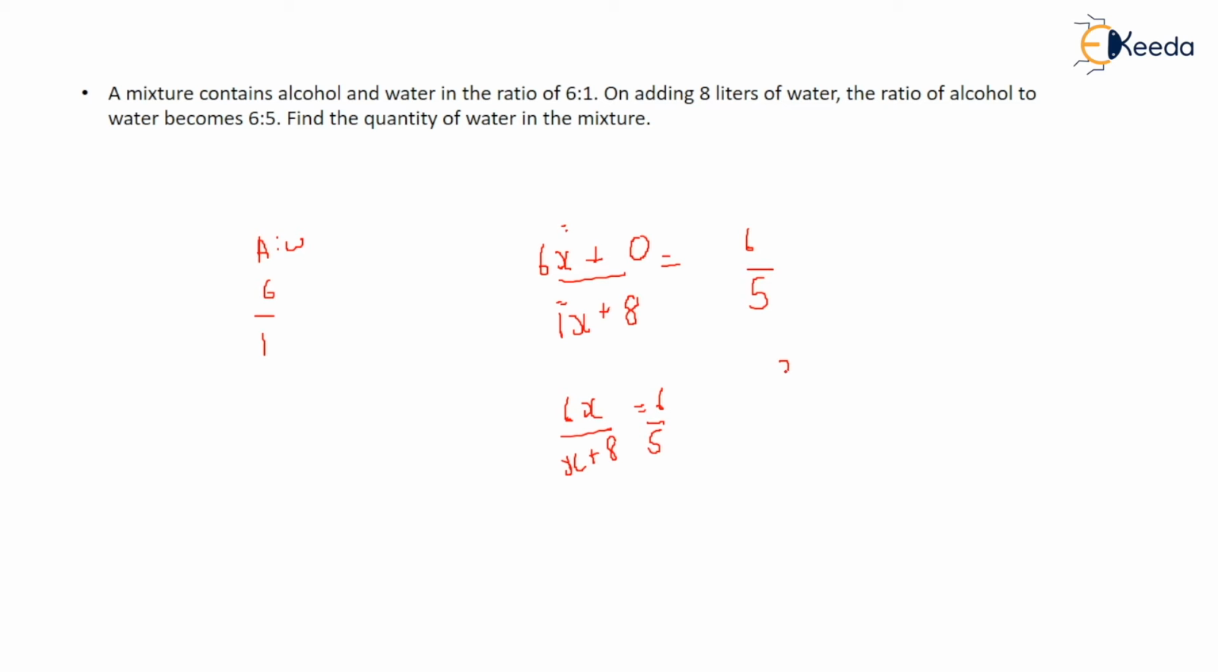You can simply cross multiply. So this comes out to be 30x equal to 6x plus 48. After doing this, 24x equal to 48, so you can find the value of x, that is 2. Earlier 2 liters of water was there and you added 8 liters of water. So 10 liters of water is there in the quantity. So the quantity of water is 10 liters. Okay, fine. Let's move towards the next question.